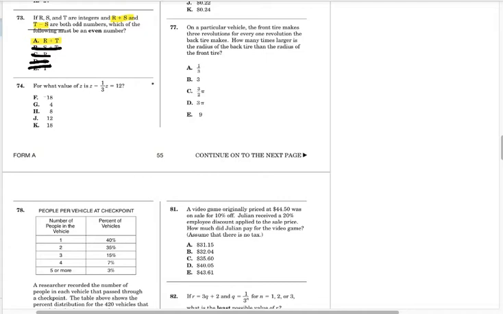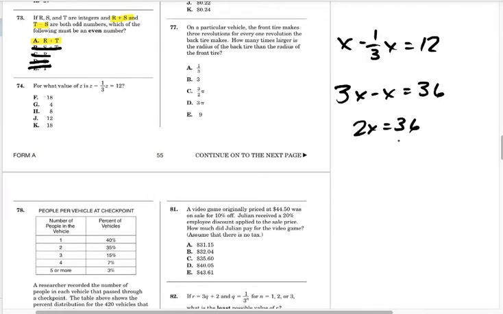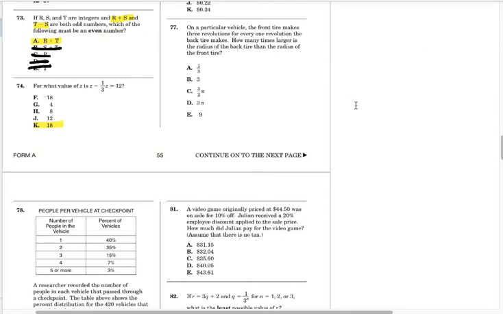All right, 74. For what value is z, is it equal to 12? So we're just going to do x minus 1/3 x equals 12. I like to multiply everything by the denominator to get rid of the fraction. So we're going to end up with 3x minus x equals 36. So 2x is 36 and x equals 18. We just divide 36 by 2. All right, that one's pretty straightforward.